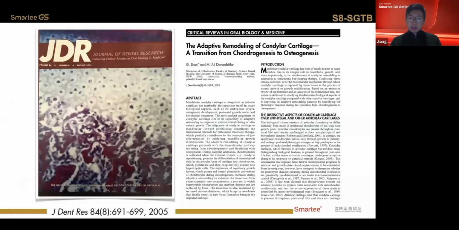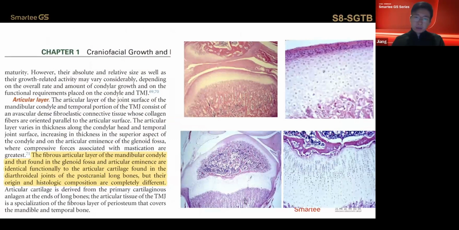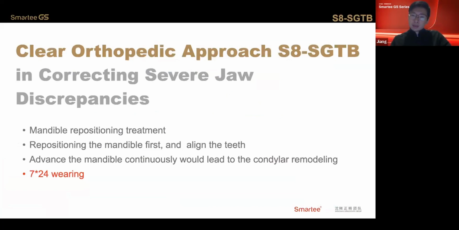So actually we have so many studies on this project from about 20 years ago. We found that the cartilage in the condyle is different from long bone. It has a very amazing characteristic, which is a lifelong remodeling ability. This is very crucial for our TMJ remodeling treatment, especially for mandibular advancement treatment. We have an article in AJODO on SGTP in correcting 3D problems in adult patients. So this is why it can work and get a very stable position of the mandible.